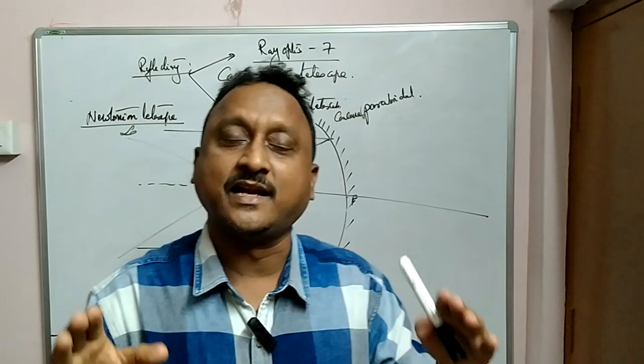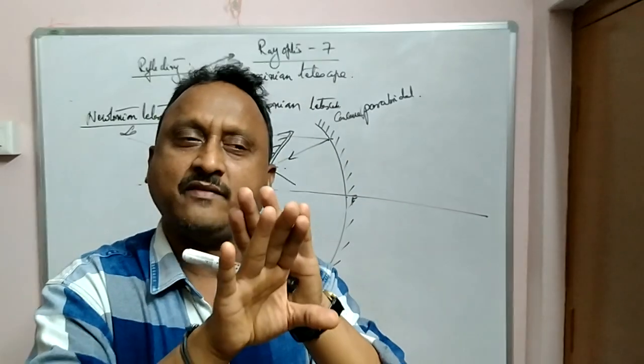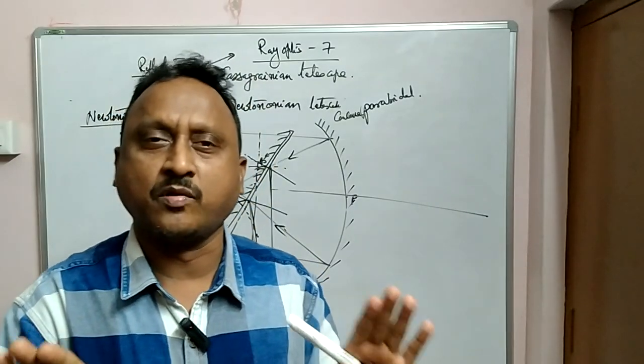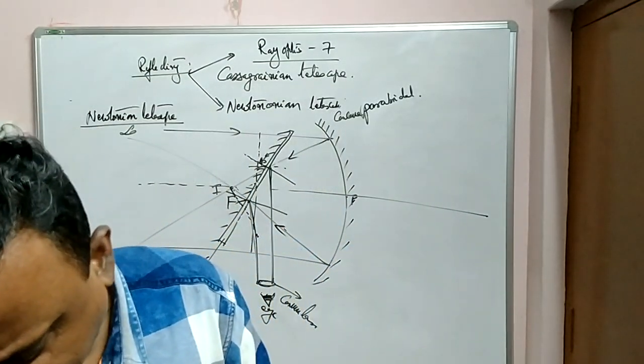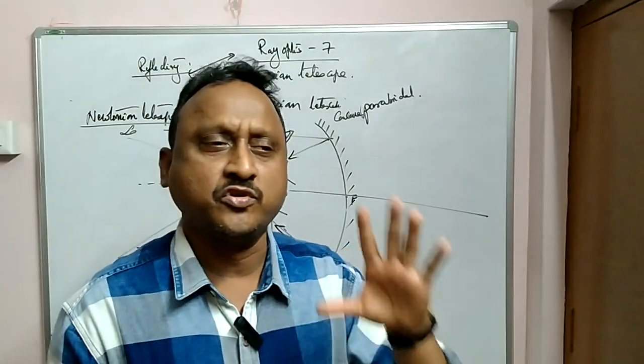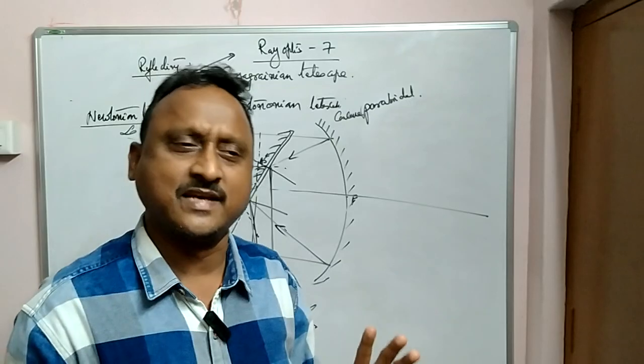So in this way, using the Newtonian telescope the defects were minimal; completely we cannot eradicate spherical and chromatic aberrations, but it is minimized. Okay, so in this fashion the Newtonian telescope, that is the reflecting telescope, was explained by the scientist.